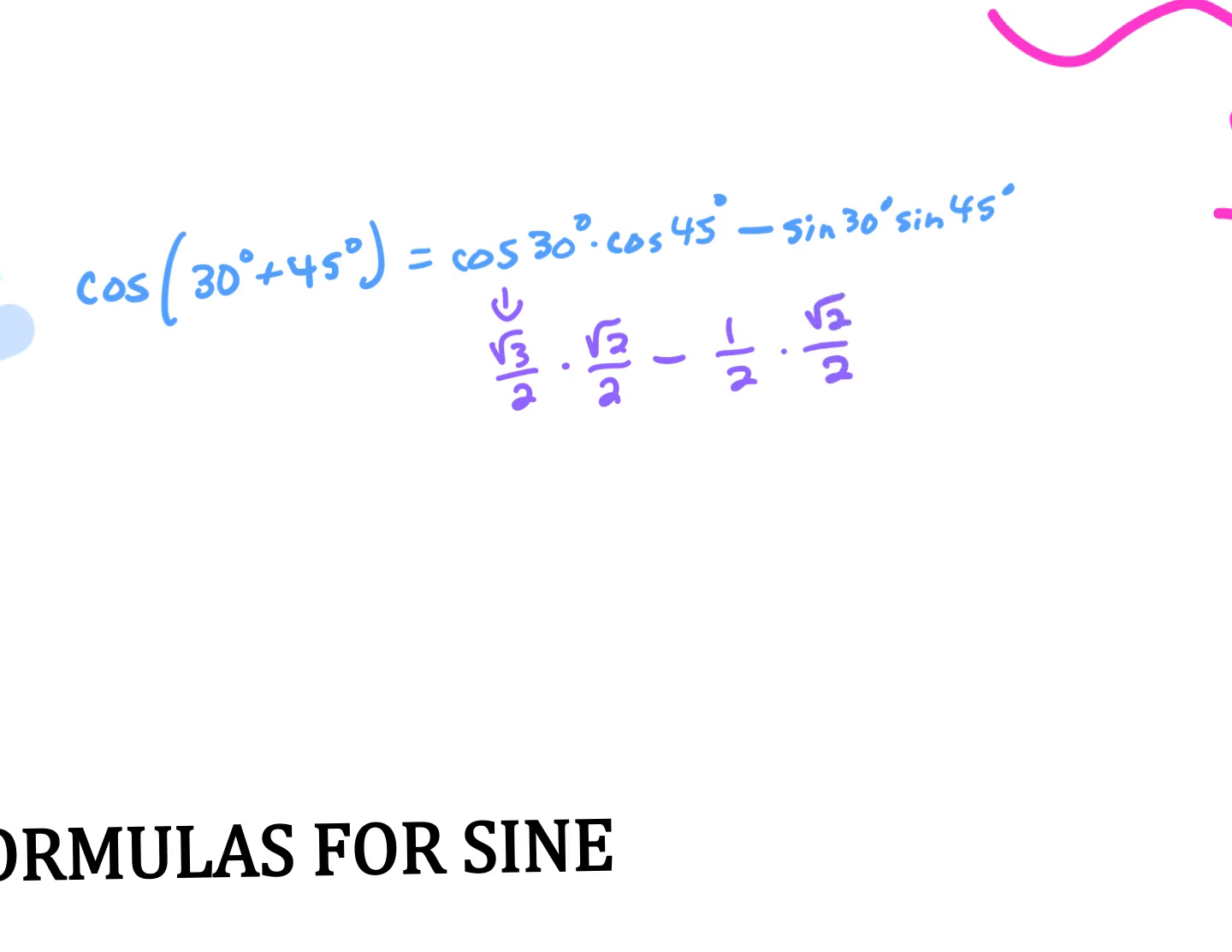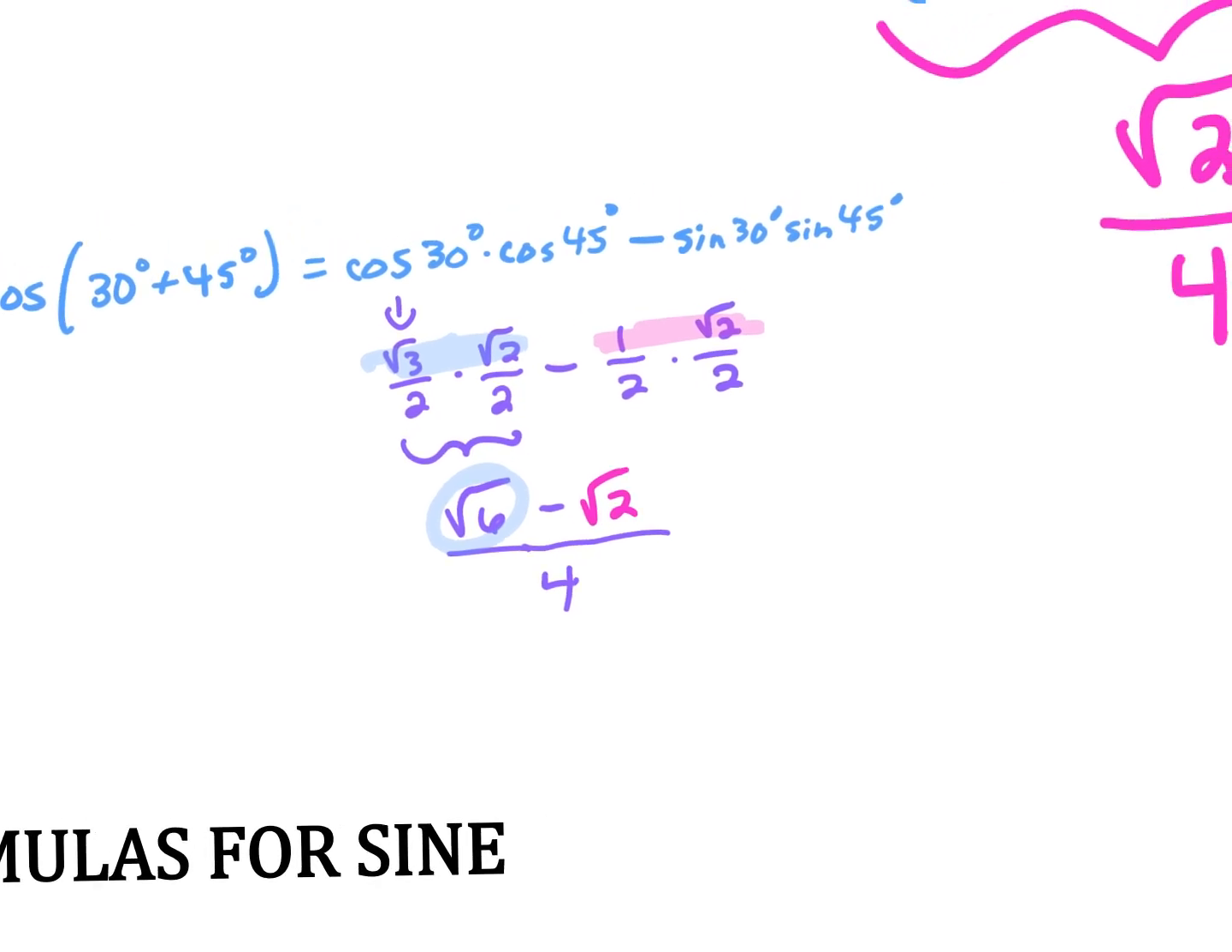Okay, so now we have our values, so now we're multiplying this together. That gives us root 6 over, I'm going to put this all over 4, I'm going to skip that step because I know eventually I'm combining it together. So the numerator here, we multiply and we get the root 6. The numerator here, when we multiply that, we're going to get root 2. So we get the square root of 6 minus the square root of 2, all over 4.